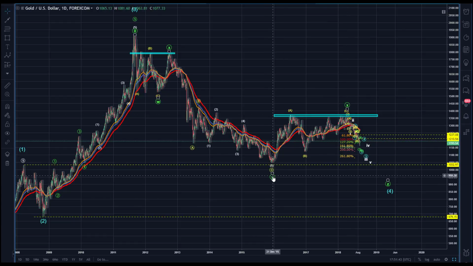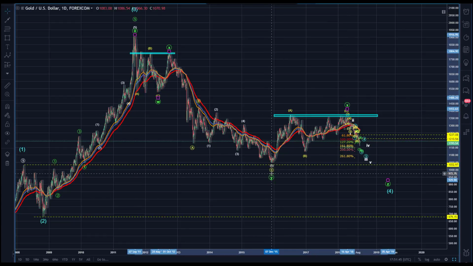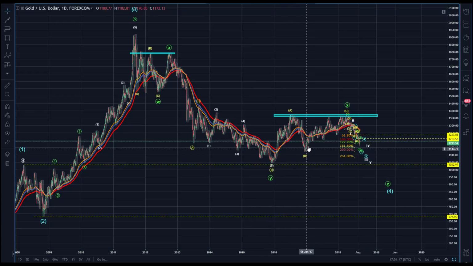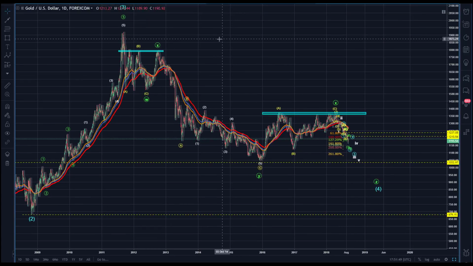So if this A wave was finishing the correction, we'd be going 1, 2, 3, and it's not happening. So this looks much more like a 3-wave corrective move. And I've been through this on prior videos here. There's a lot of technical trading in here.